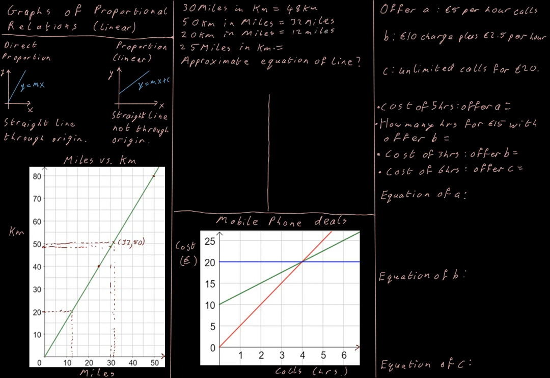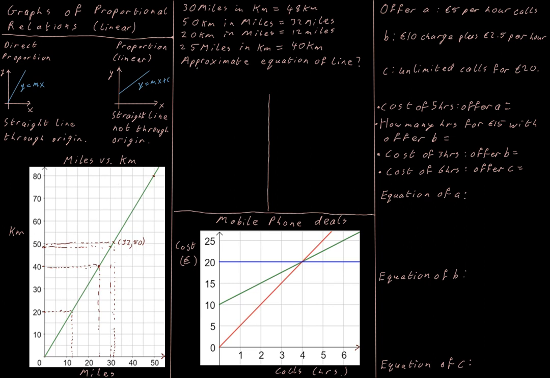And finally, 25 miles in kilometers. So 25 miles, we've actually already done this one. We go up to the line, and we're effectively getting the coordinates. So when x is 25, y is 40.